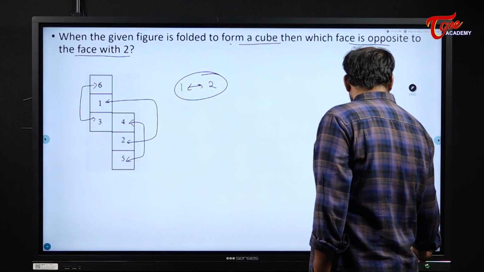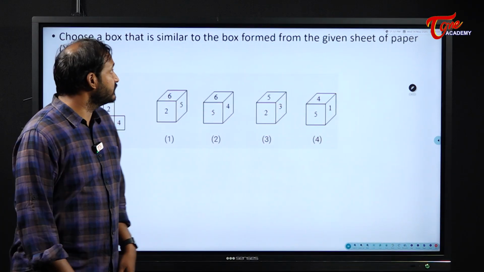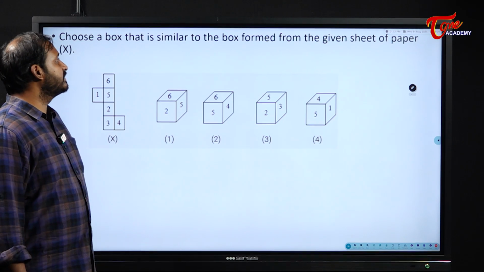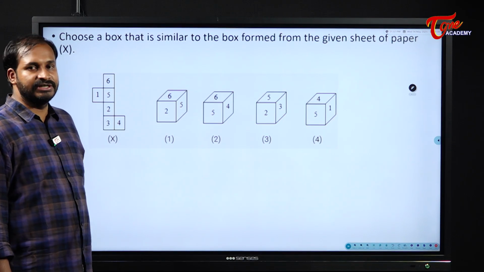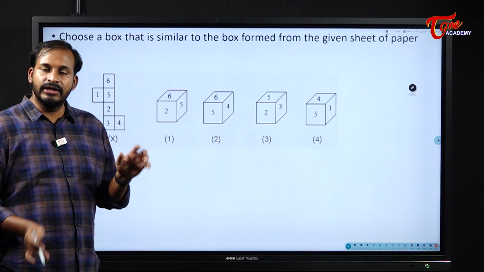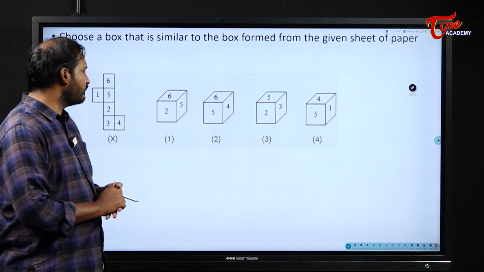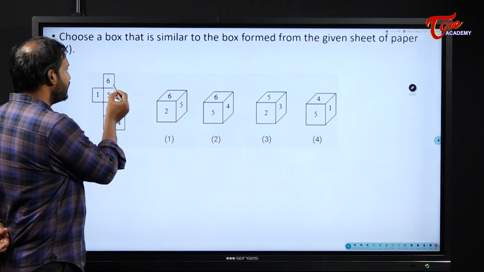Now, we will see the next question. Now, see here, students. Read the question. Choose a box that is similar to the box formed from the given sheet of paper. Actually, this is the paper which they have given for us. We need to fold it first of all. After folding, what will happen? Tell me, what are the opposite pairs?